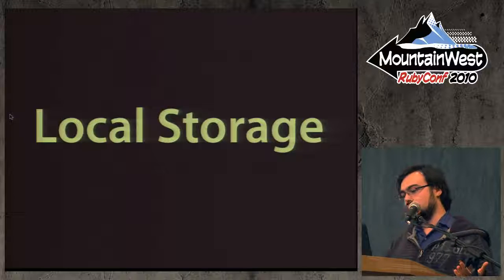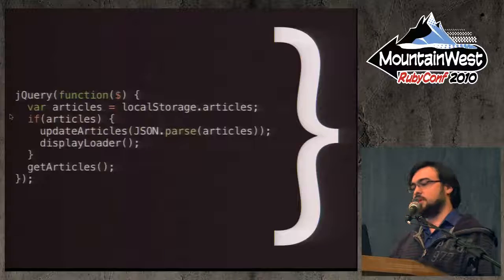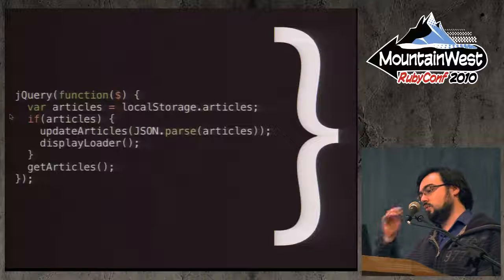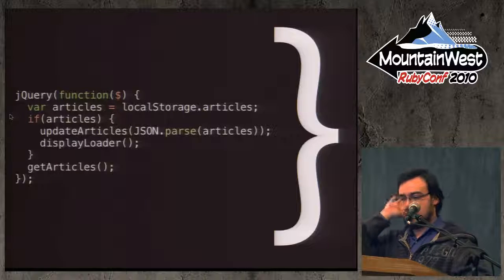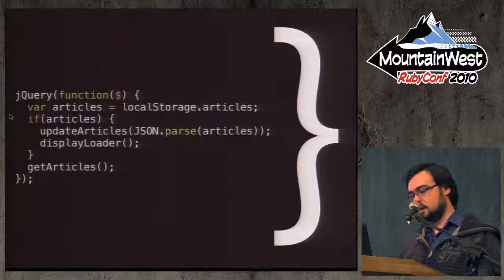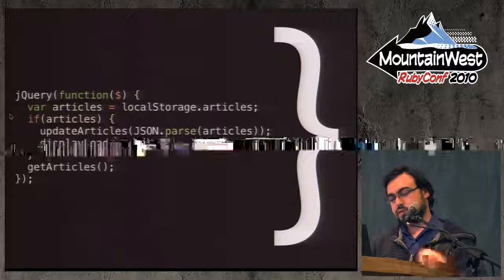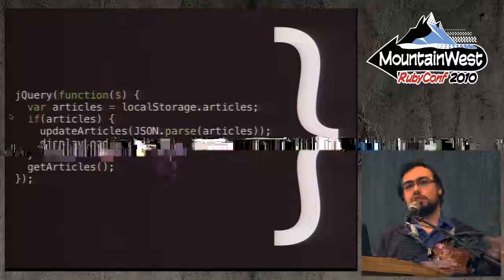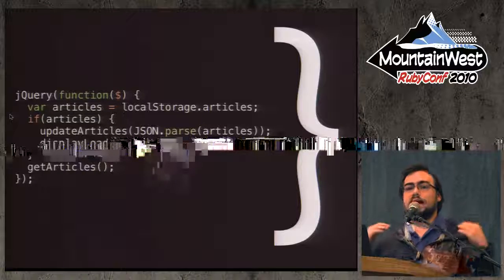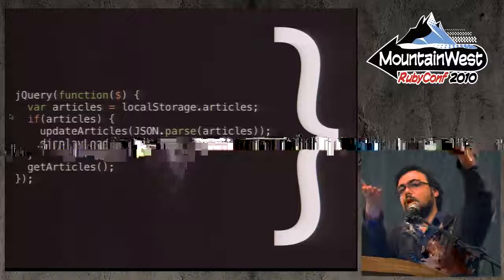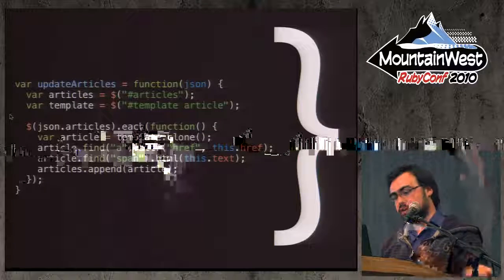The second piece is local storage. Local storage is just an API that comes with HTML5. You basically want to do something like this. You say, articles equals localStorage.articles. And if I have any articles, then update articles, and then do a JSON.parse. You display a loader. And then in either case, you get new articles. So right away, you already have any articles that you've already downloaded showing up on your screen. And you say, go get more.